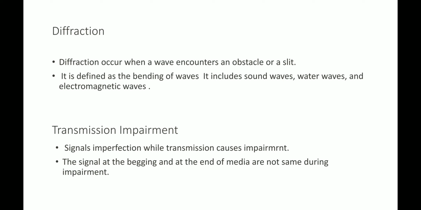Diffraction. Diffraction occurs when a wave encounters an obstacle or a slit. It is defined as the bending of waves. It includes sound waves, water waves, and electromagnetic waves. Transmission impairment. Signal imperfection during transmission causes impairment. The signal at the beginning and at the end of the media are not the same during impairment.